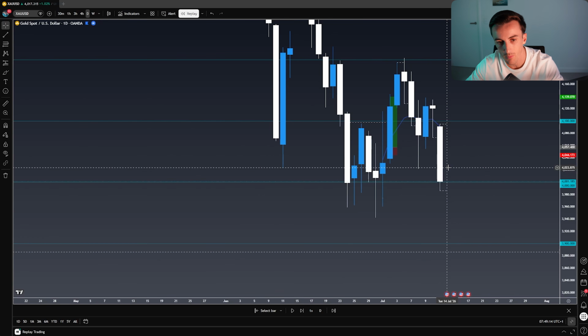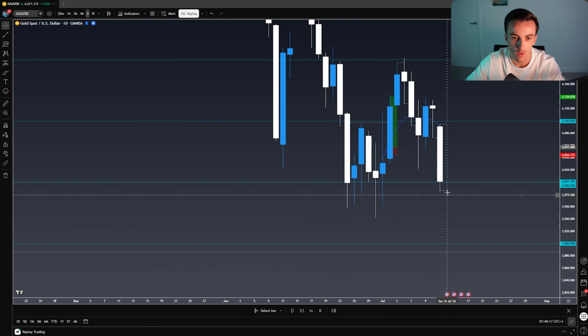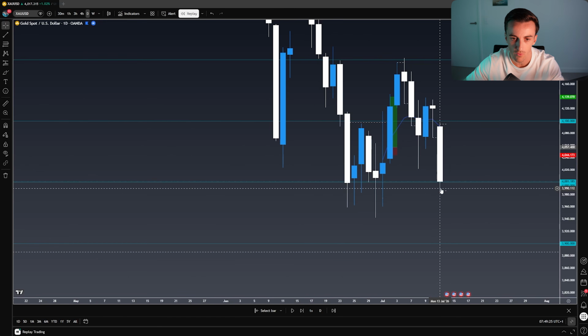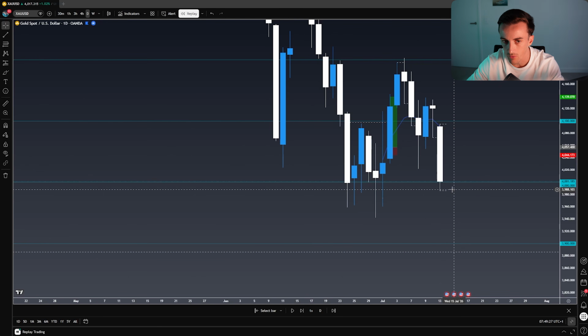So before you even drop down to your low time frame, it's very important that you mark on the previous daily low. Now, coming onto the charts for me on Tuesday, the 14th of July, which was literally just a couple of days ago, I was looking for longs on gold. Now, why was I looking for longs and not sells?